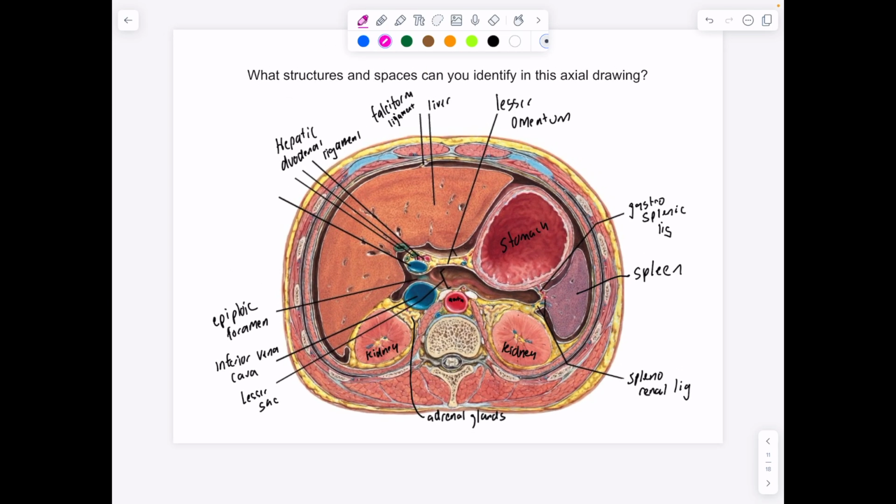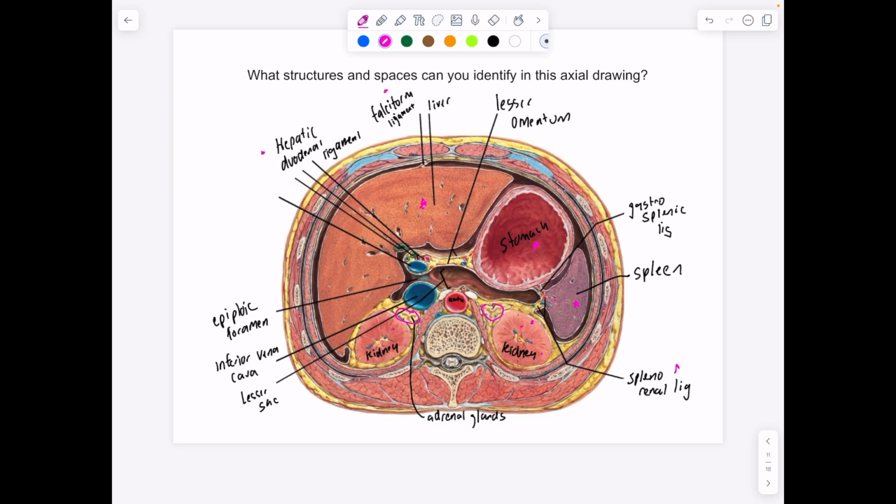Okay, what structures and spaces can you identify in this drawing? So it's a nice cross section, bilateral. We have our two kidneys right here, and then we have our adrenal glands on top of them, aka the suprarenal glands. We have our friend the stomach, we have our spleen, we have the splenorenal ligament, which is connecting the kidney to the spleen. We have our friend the liver, we have the falciform ligament connecting the liver to the abdominal wall.